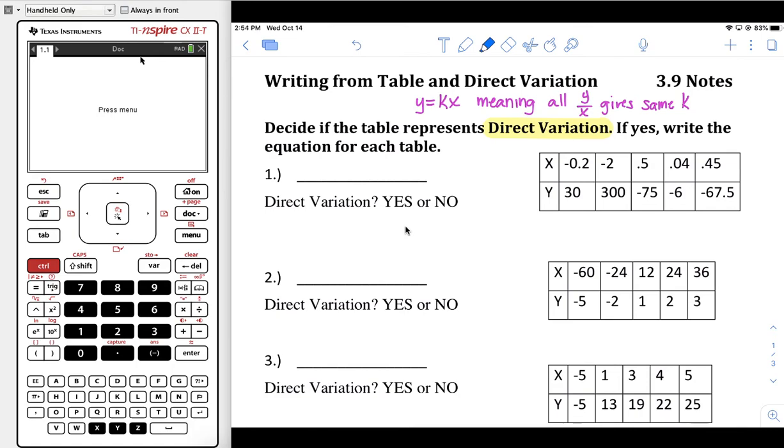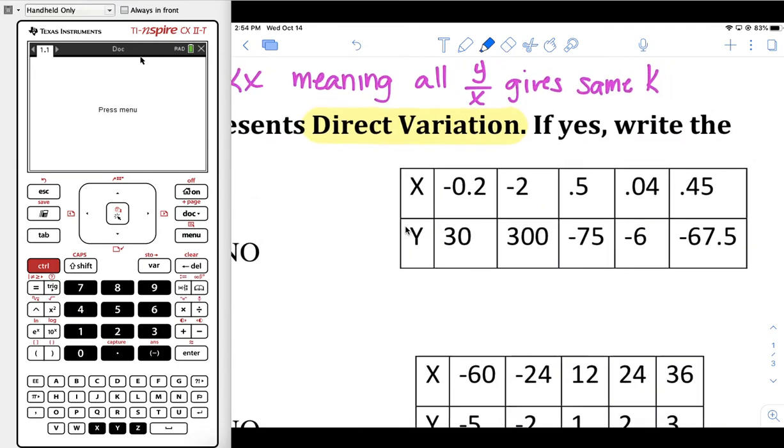Okay, so the easiest way to tell if you have direct variation would be to always divide the y by the x and see if it gives you the same k for every single value in your table. Let me show you what I mean by that. Let's go ahead and look at the first problem.